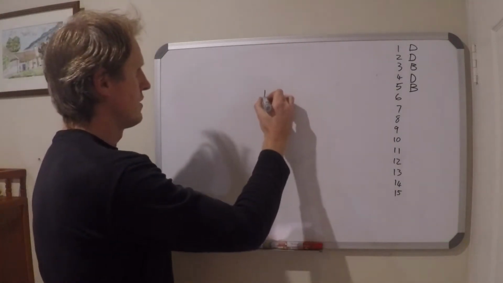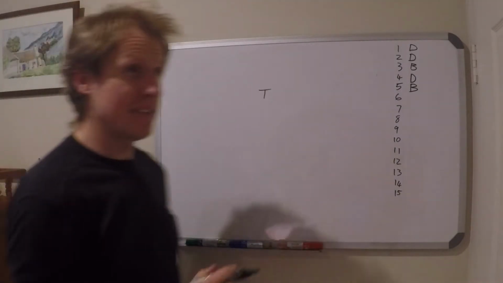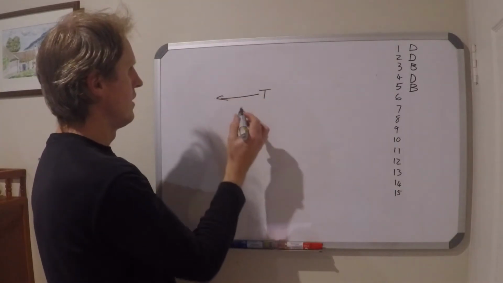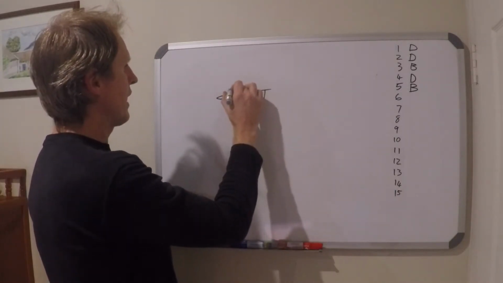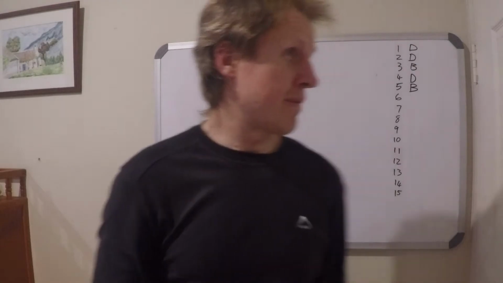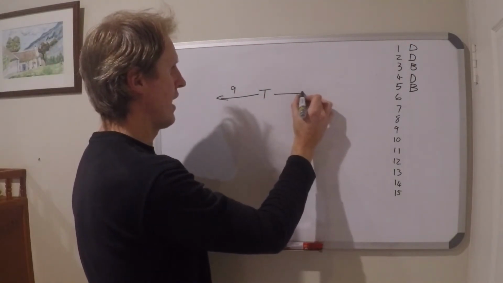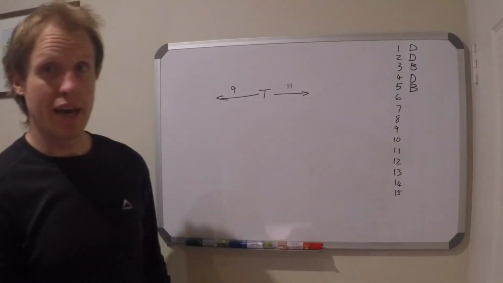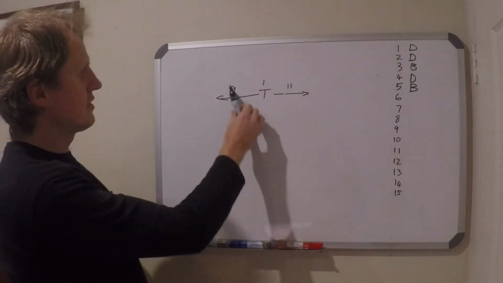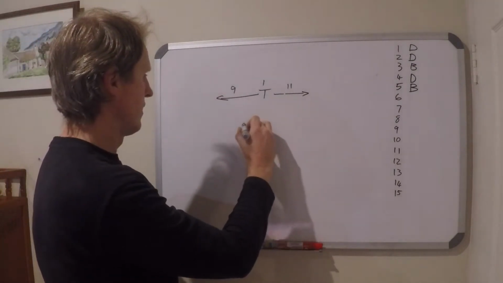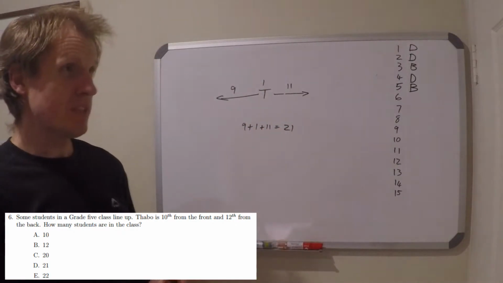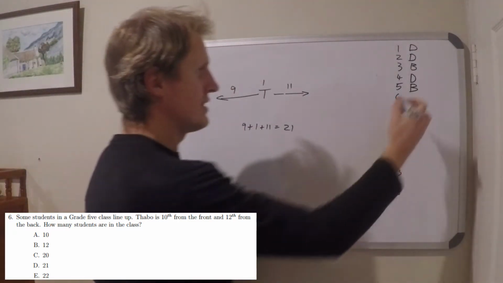So Tabo is somewhere in the middle, and it says that he is 10th from the front, which means he is number 10, but there are 9 students in front of him. Similarly, it says that he's 12th from the back. So how many students are behind him? There are 11 students behind him, and you've got to count Tabo as well. So the total number of students in the class is 9 plus 1 plus 11 equals 21. That answer is D.